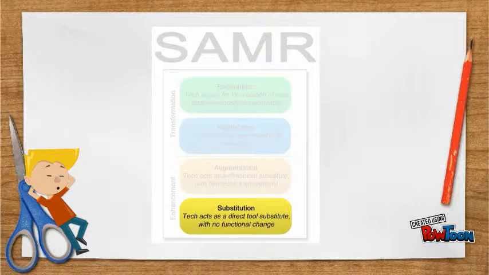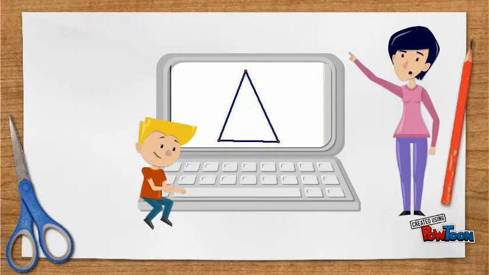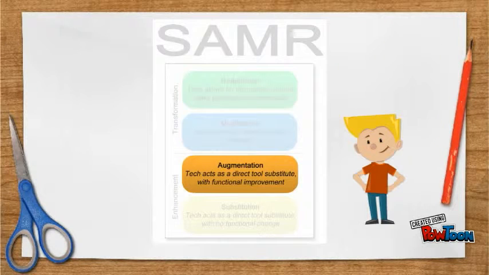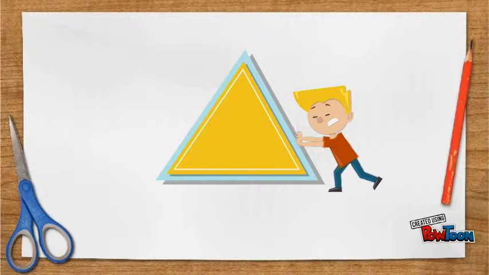Substitution is when there is no real functional change between using the technology and pencil and paper. A math teacher might have his or her students construct a triangle using Geometer's Sketchpad instead of pencil and straight edge on paper. Augmentation occurs when technology replaces paper and pencil, but with improvements. Now that same math teacher has his or her students rotate or reflect the triangle using Geometer's Sketchpad.